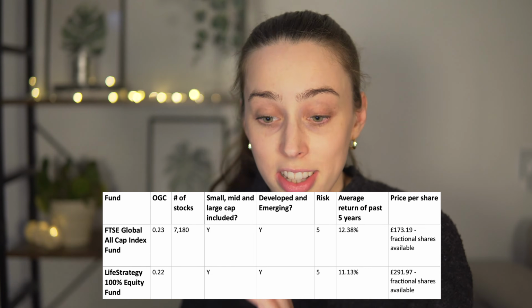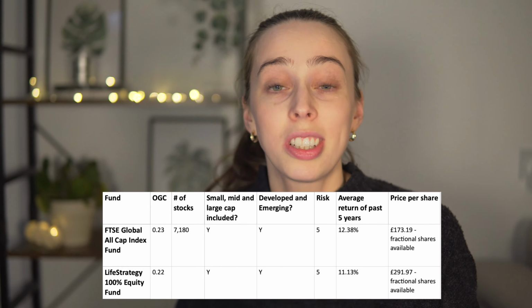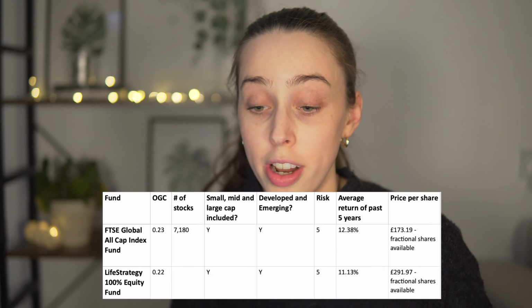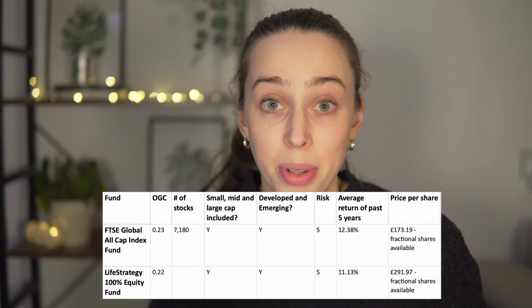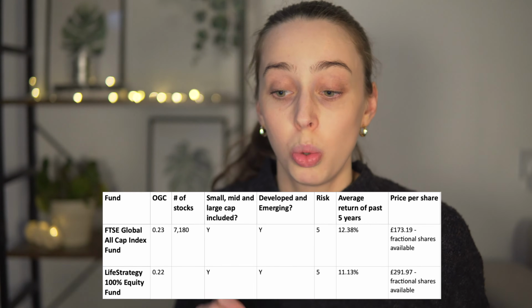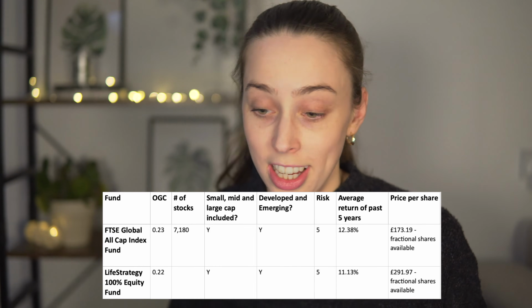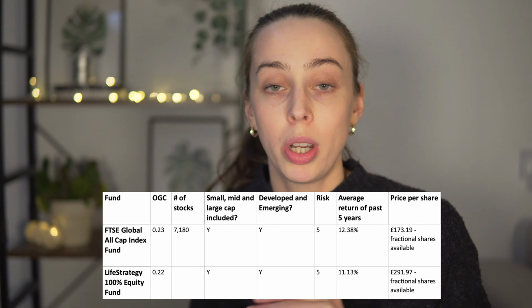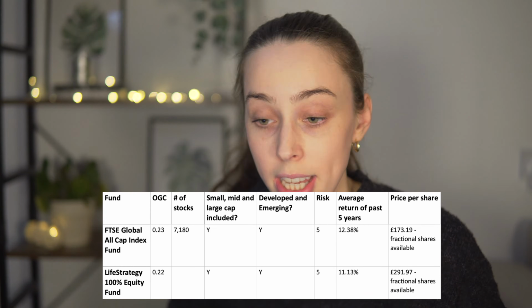You'll notice that the Lifestrategy 100 number of stocks has been left blank here, and I'll get to that in a bit. Both of these funds are offering small, mid and large cap companies included, so that's fantastic. And they're both offering allocation towards the developed and emerging markets. They are also very similar on their risk. Vanguard rate all of their funds between 1 and 7, 7 being the most risky. And these both got a 5, which is expected for equity-based funds. This would be slightly lower if they had some bonds in there, which some of the other Lifestrategy funds actually do.